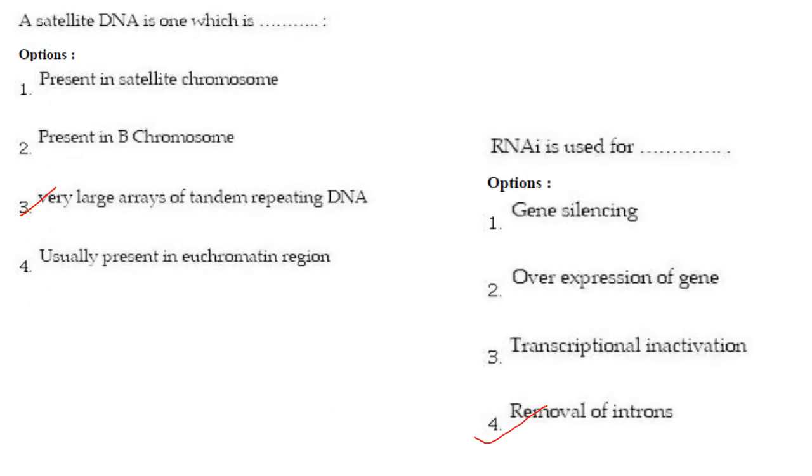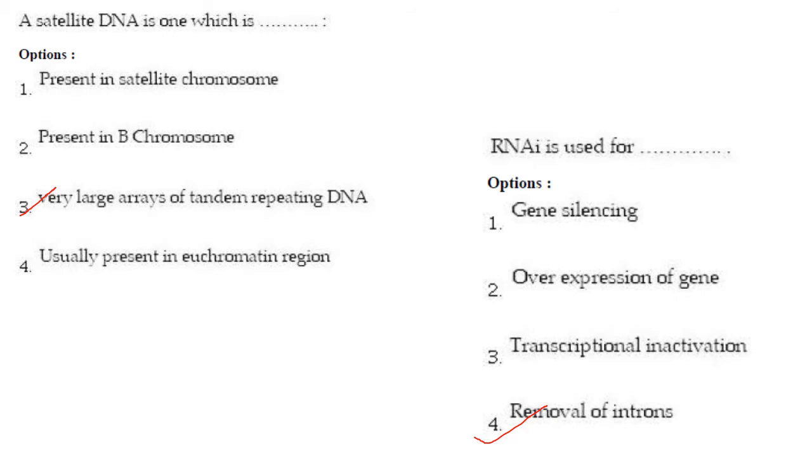Next one. A satellite DNA is one which is option 1, present in satellite chromosome, 2, present in B chromosome, 3, very large arrays of tandem repeating DNA, 4, usually present in euchromatin region. Answer is option 3, very large arrays of tandemly repeating DNA.